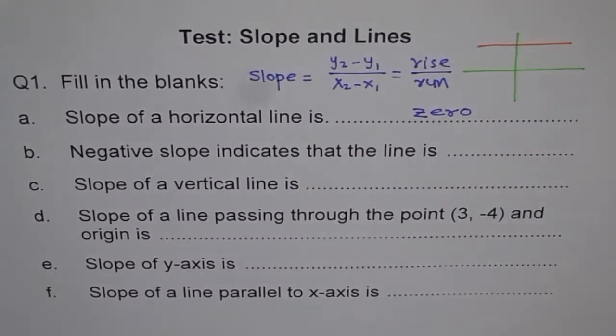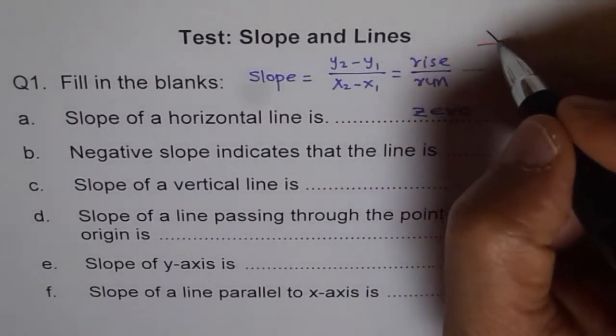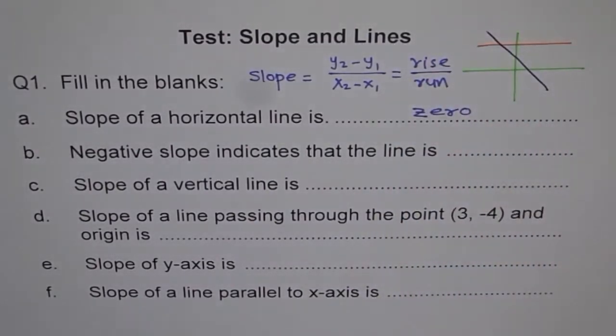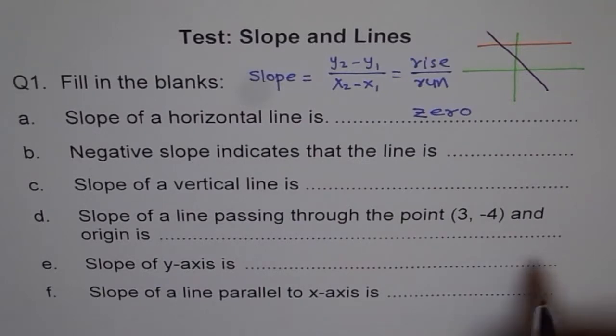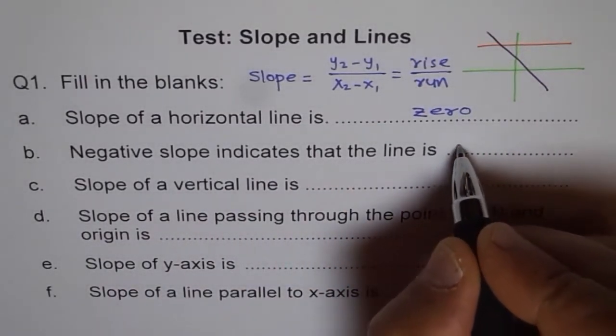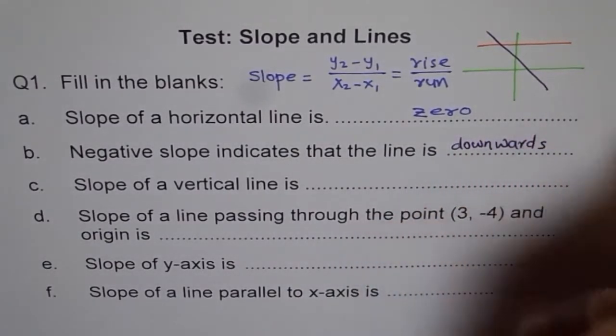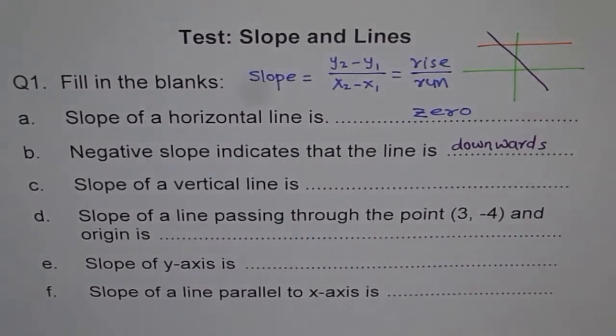Okay. Now, negative slope indicates that the line is. Whenever we see a line, or a graph for that matter, we see it from left to right. So negative slope will mean that the line is going downwards, right? So that is what the answer is. Negative slope indicates that the line is going downwards, as we move from left to right. Now we don't really have to say as we move from left to right, because that is how we see a graph, correct?